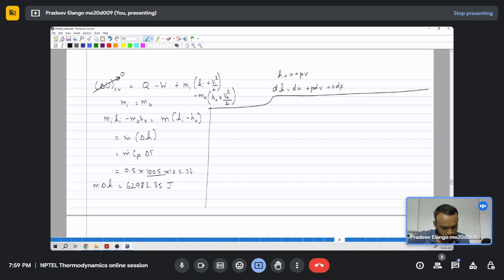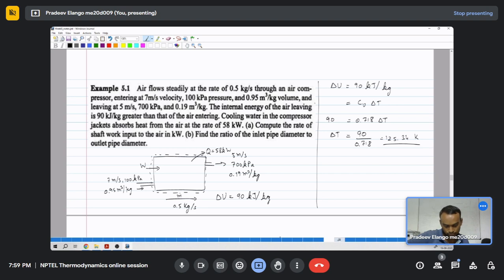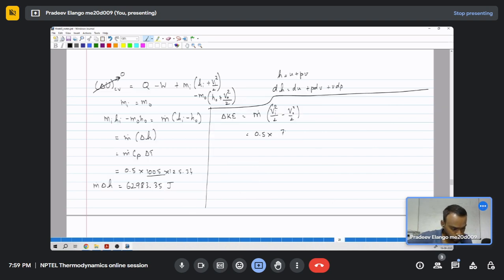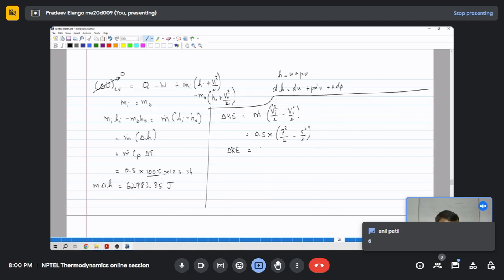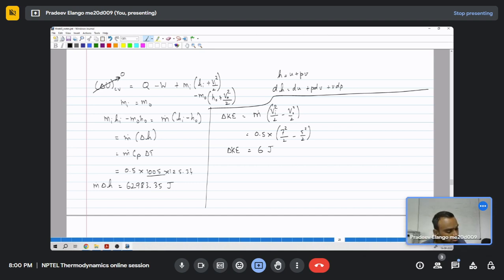Now similarly we have the change in kinetic energy. Change in kinetic energy is m dot into Vi square by 2 minus Vo square by 2. So that is 0.5 into, inlet velocity is 7 and outlet is 5, so 7 square by 2 minus 5 square by 2. So what is the change in kinetic energy? It is 6 joules. This is almost negligible when compared to the total change in enthalpy.